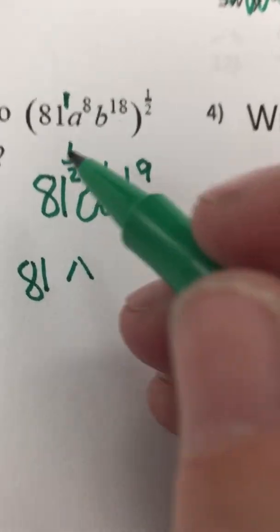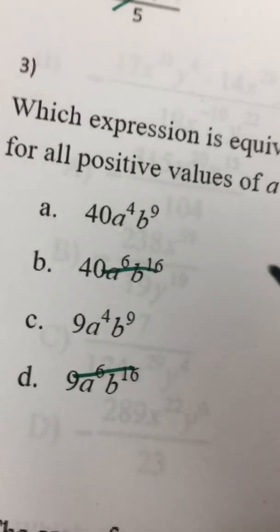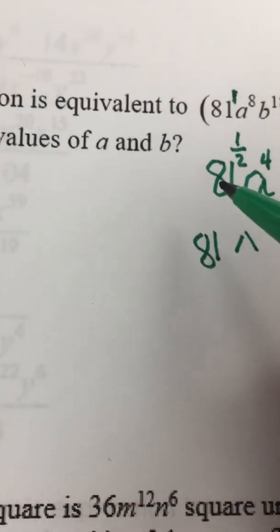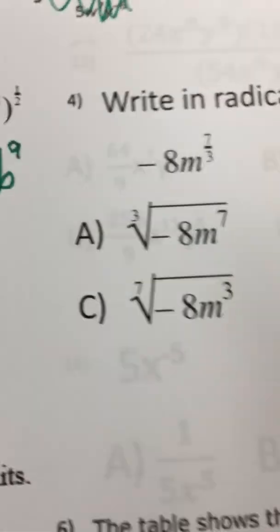So 81 is being raised to the 1/2 power. And when you put that in the calculator, you should get the number 9, because the square root of 81 is 9, and that is it. There we go, right there.